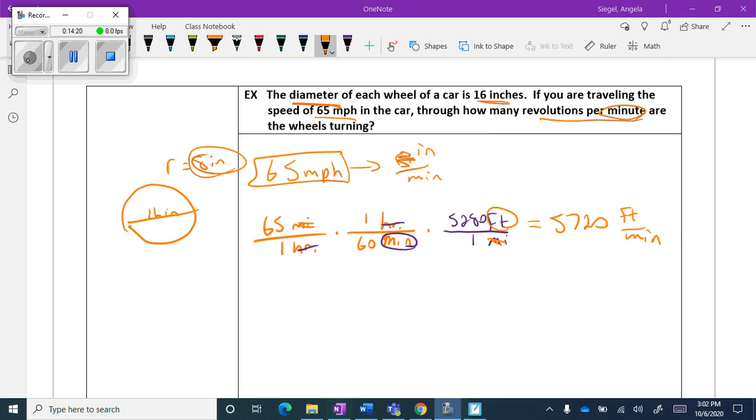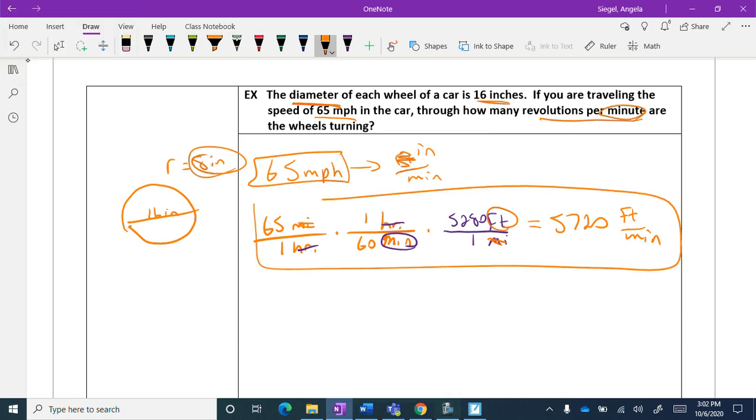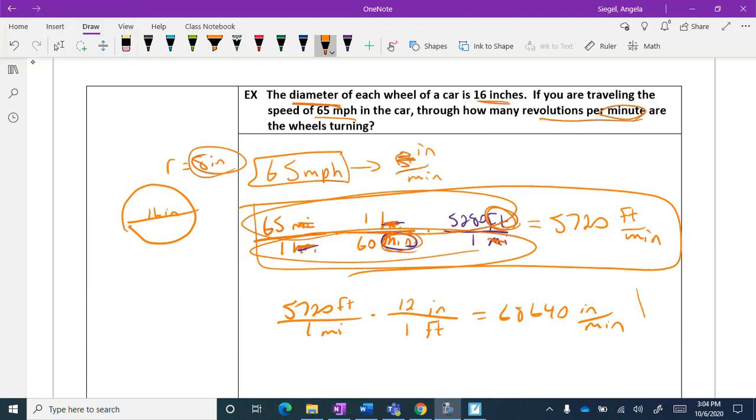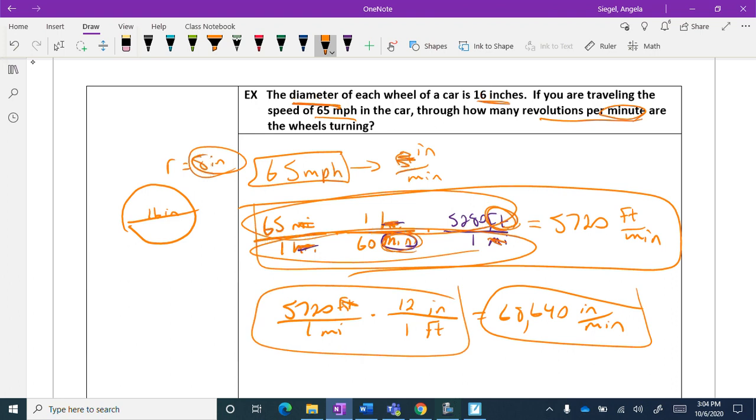Okay, so this is my conversion. Notice I want the units, or the measurements, I don't want them to cancel out. So I was left with feet per minute right here. So I multiplied across the top, multiplied across the bottom, and divided. And I realized that I did not change it to inches per minute, so I had to do one more conversion. Notice these feet canceled out, and I ended up with 12 inches. I'm sorry, 68,640 inches per minute.